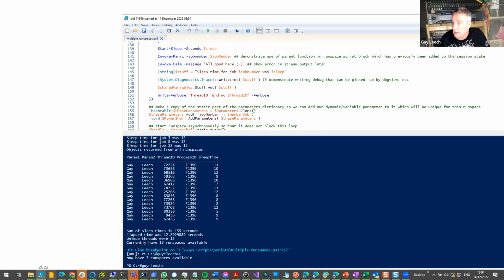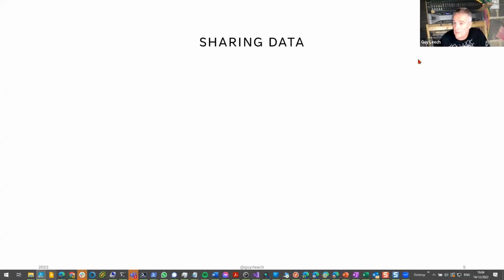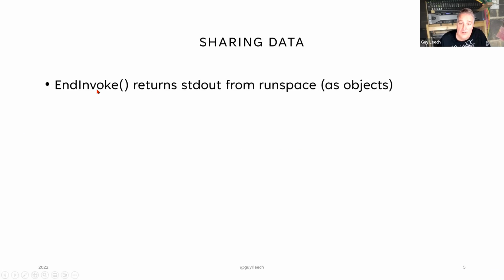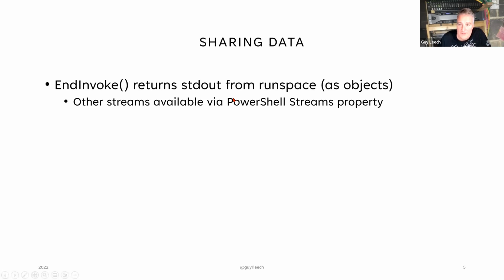Okay, so back to the slides. The sharing of data again, which I've been showing with that output that comes at the end of the script. We saw in the script that EndInvoke returns what was put on the pipeline as objects, if there were objects. Obviously, if it was strings, it returns strings. It just maintains that data in its format.